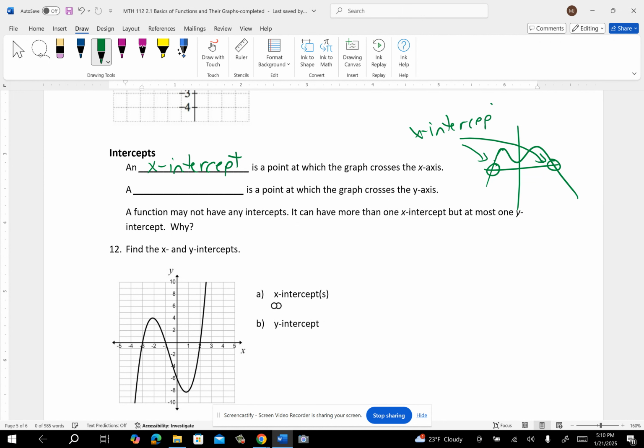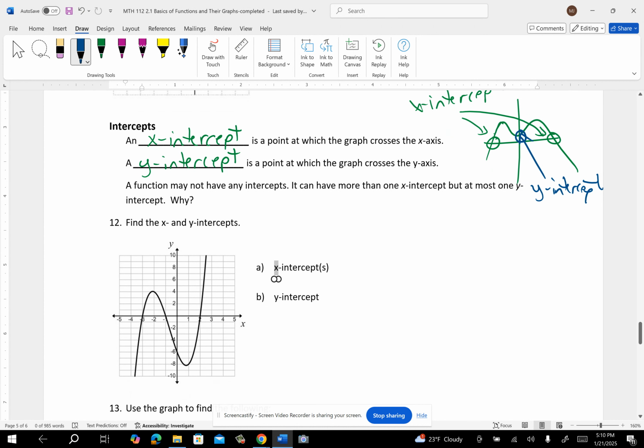Okay? And then a y-intercept is a point at which the graph crosses the y-axis. So that would be right there. Okay, that would be a y-intercept. Okay? So you may not have any intercepts. Okay? And then with x-intercepts, you might have more than one. But if you have a function, you can only have one y-intercept.